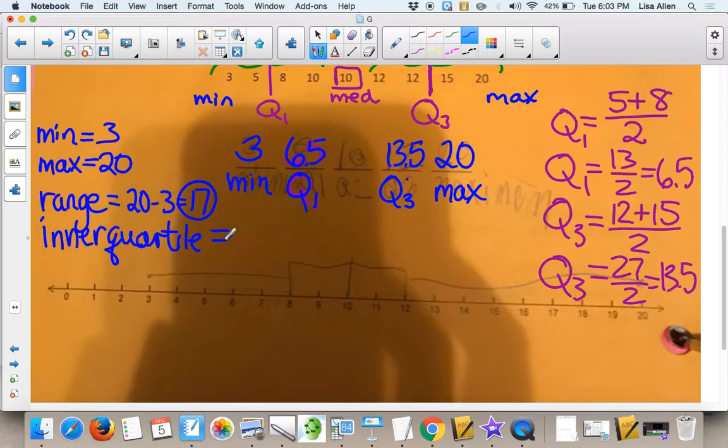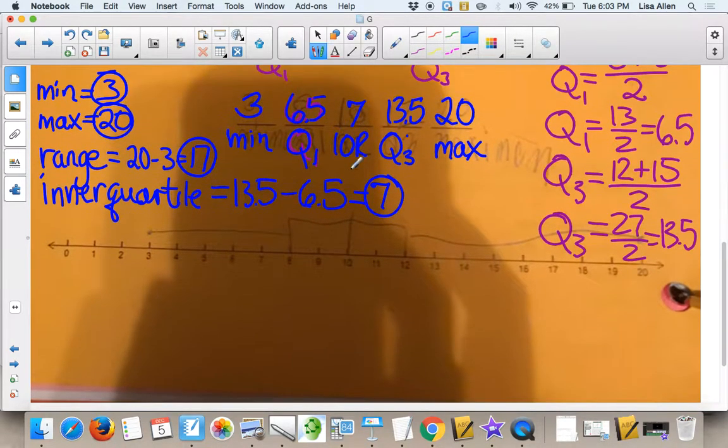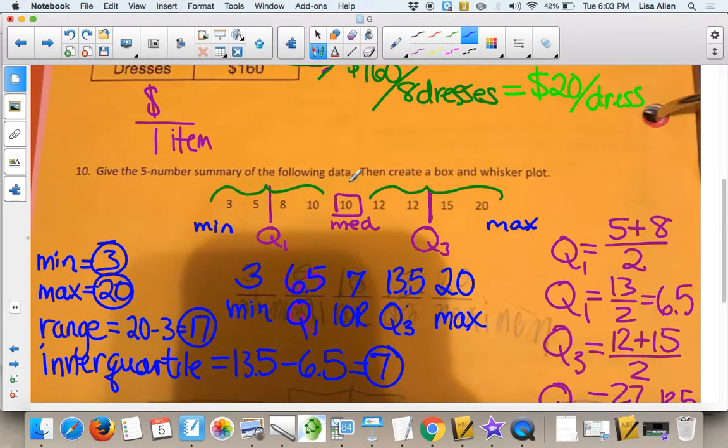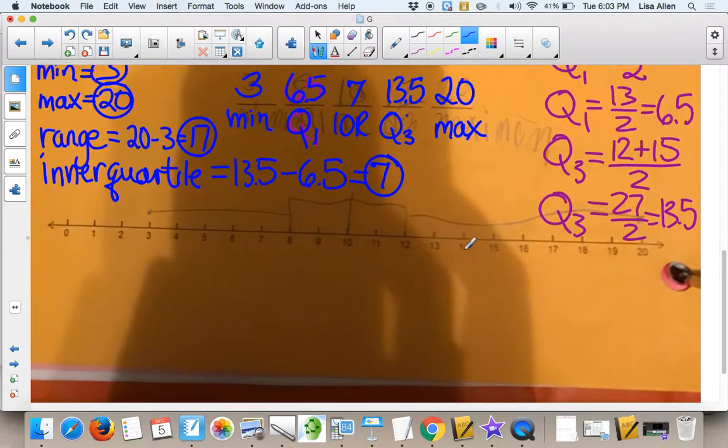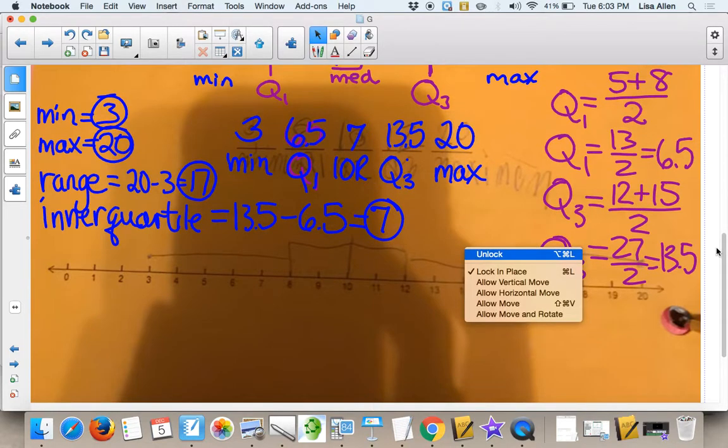The inner quartile range would be 13.5 minus 6.5, so the inner quartile range here is just going to be 7. Okay, so your 5-number summary involves, here's your IQR. I'm going to put this here, and the 7 would go there. Let's draw the box and whisker below the line. I'm going to draw it here where we have all of our information.